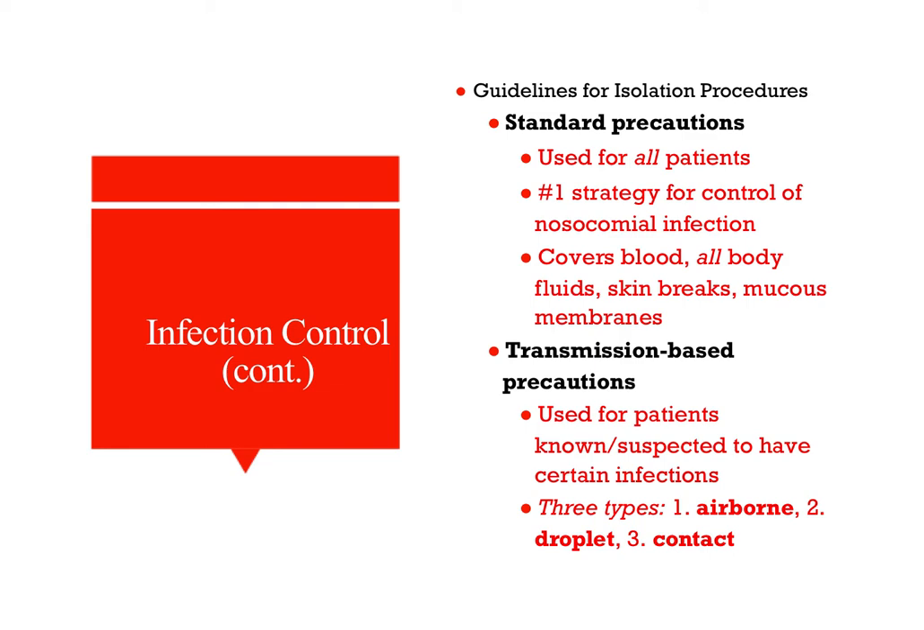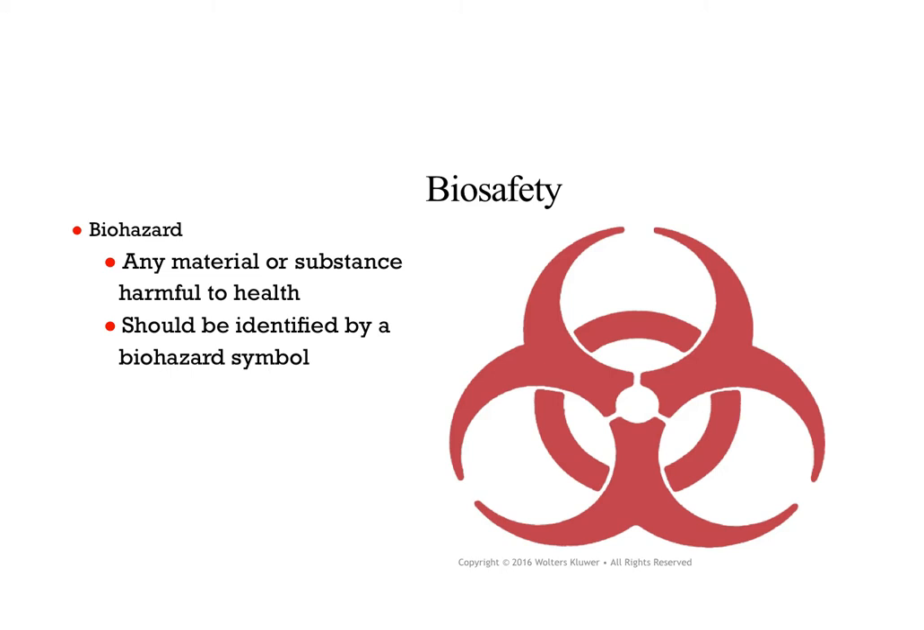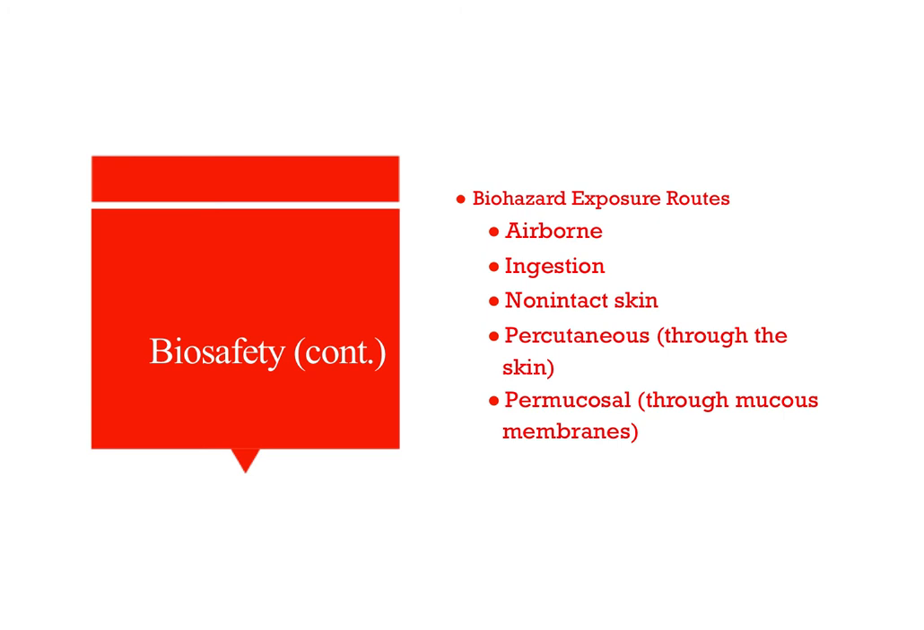Okay. We have transmission-based precautions. These are used for patients known or suspected to have certain infections. We have 3 types: airborne, contact, and droplet. All right, biohazard is any material or substance harmful to your health. These should be identified by a biohazard label, okay? Biohazard exposure routes can be airborne, ingestion, non-intact skin, percutaneous, or through the skin. You need to know that. Permucosal, or through the mucous membranes. You need to know that term, okay?